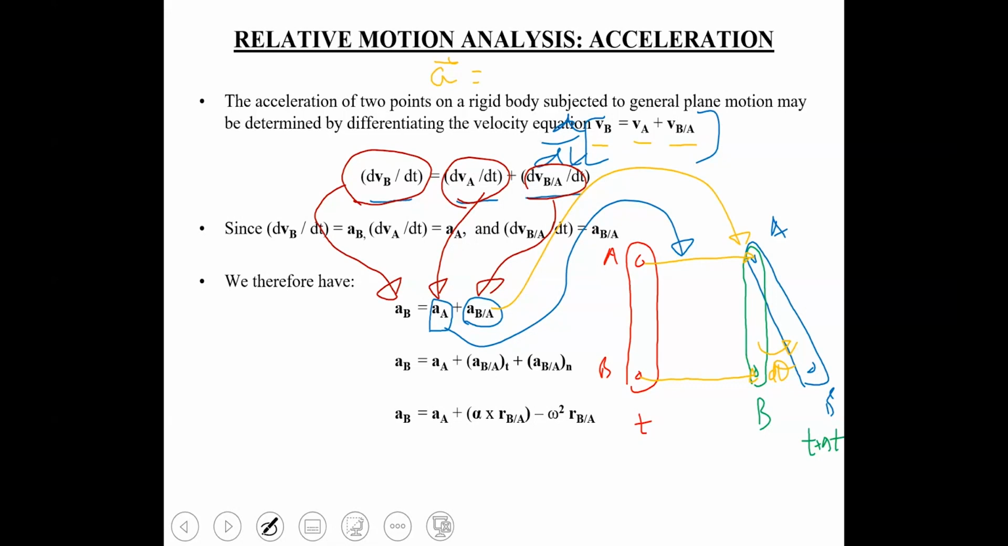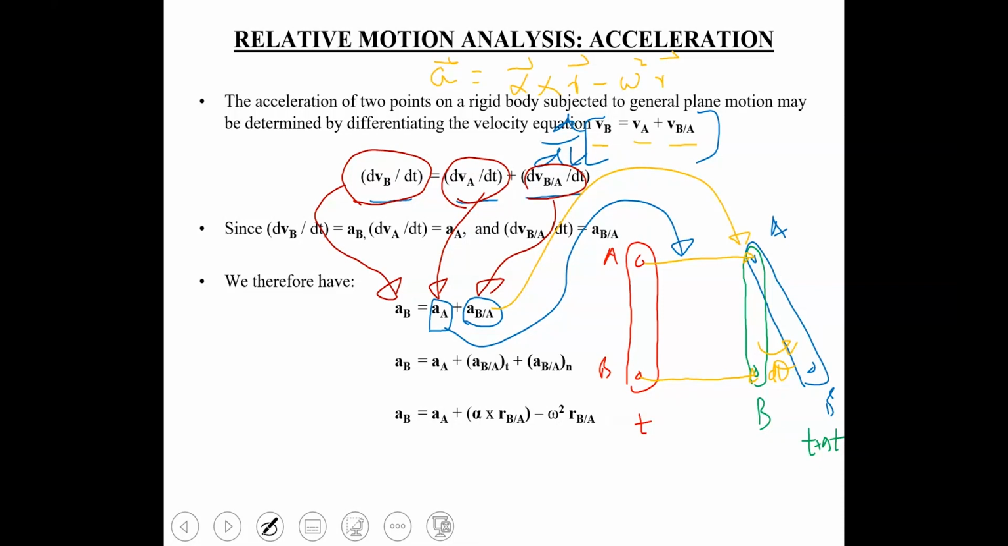Alpha cross r. So we have two components of acceleration. One is alpha cross r, which represents the tangential component of acceleration. The other one is minus omega square r, which represents the normal component of acceleration. So overall the acceleration would be alpha cross r minus omega square r.